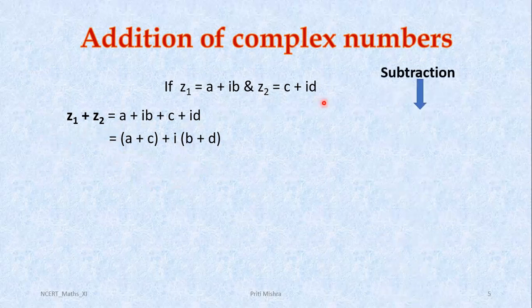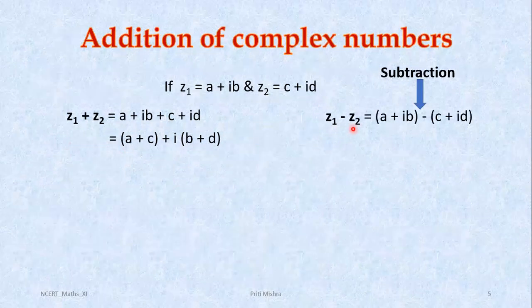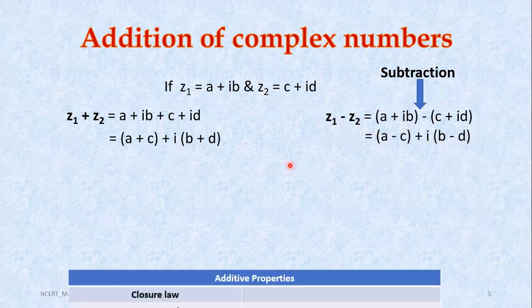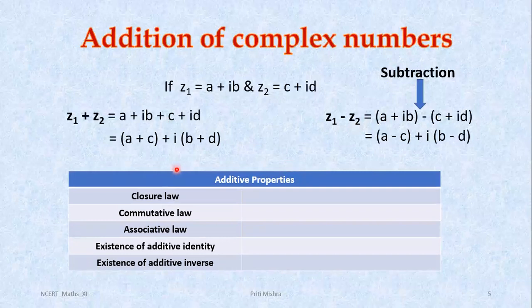Now if we have to find out the subtraction of two complex numbers, then z1 minus z2, we can have (a + ib) minus (c + id). Then after subtraction, we will be having (a minus c) plus i times (b minus d). a minus c is the real part for z1 minus z2, and b minus d is the imaginary part for z1 minus z2. Now let's find out what all additive properties we are having for complex numbers.